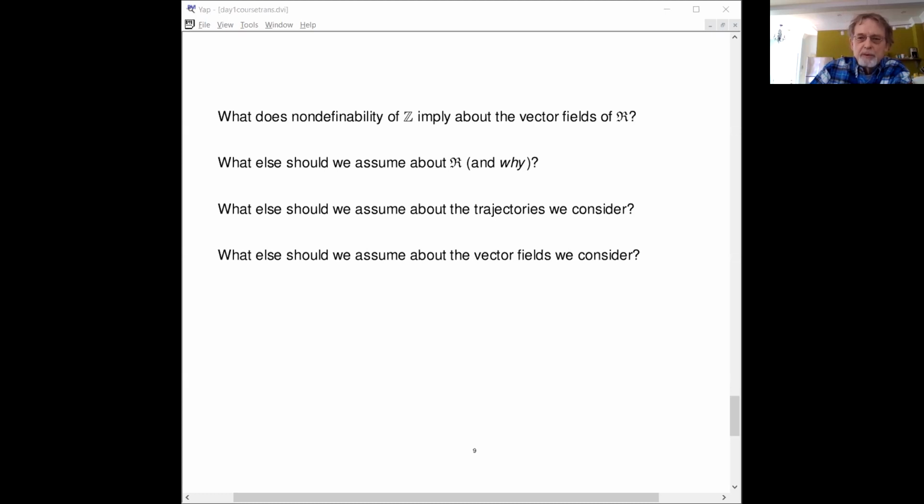What else should we assume about the trajectories we consider? It's well known, if you've had, say, a good advanced undergrad ODE theory course, that there are some trajectories in the world that are not what we have in mind. So we'll want to come up again for reasons why we are going to focus on some things and rule others out. What else should we assume about the vector fields we consider?